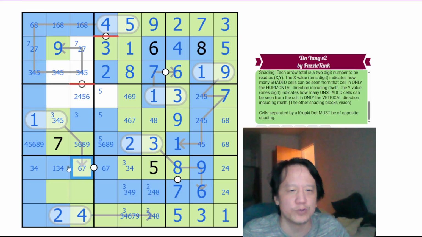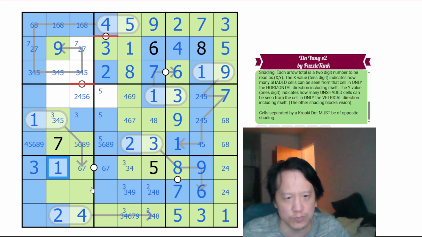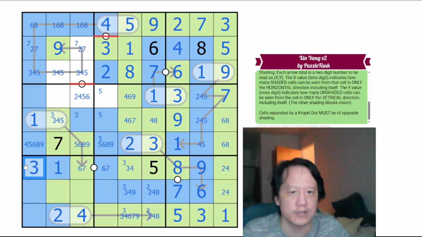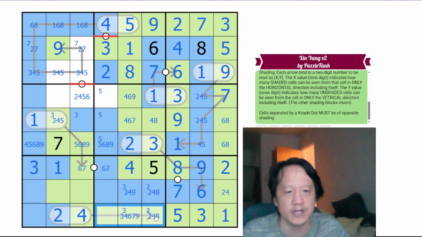4 eliminates 4 in the rest of the box, so this can't be 4, it's 3. This can't be 3 or 4, it's 1. 3 eliminates 3 here, so that's 4, which eliminates 4 here, so that's 2. This is 24, so this must be 7, 8, and 9, adding up to 24.